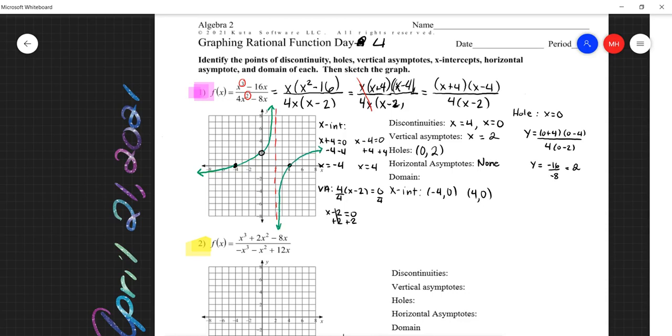Once again, if you are not sure if your graph looks correct, you can always plug the original problem into your graphing calculator, or on Desmos if you don't have a graphing calculator and you're working at home, and it will give you an image similar to this, but the holes will not pop up on a graphing calculator. Keep that in mind. So you'll have just the shape of the graph that you need, but the hole will not pop up on the calculator.